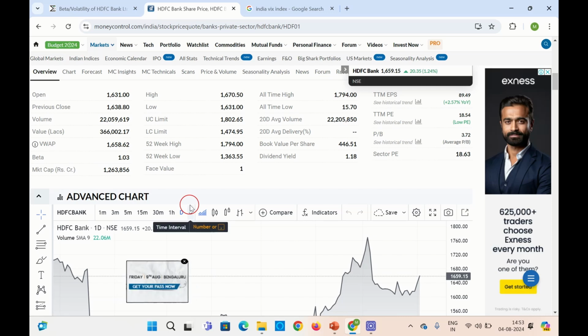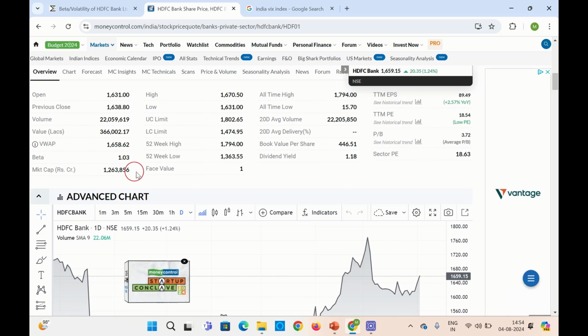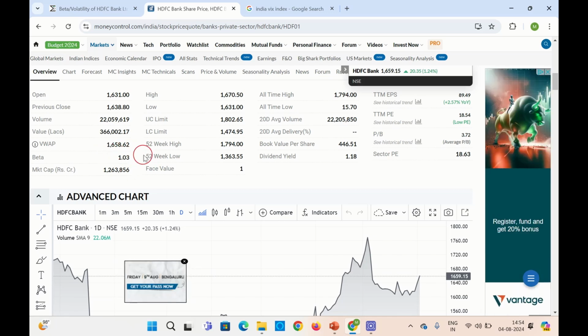If the value of beta is equal to 1, it means that the industry's volatility is the same as the stock's volatility. Now if the value is more than 1, say 1.03, it is a 3% increase over the industry's volatility. So I can say that my stock's volatility is higher than that of my industry by 3%. So 3% could be plus or minus 3%.